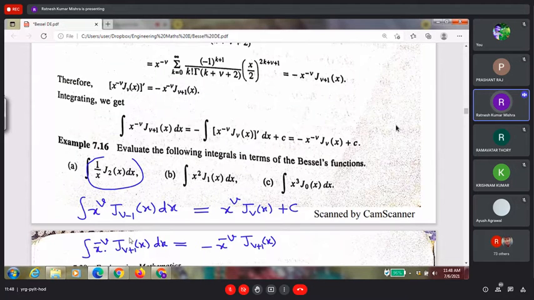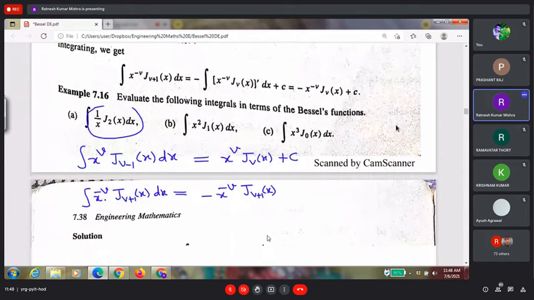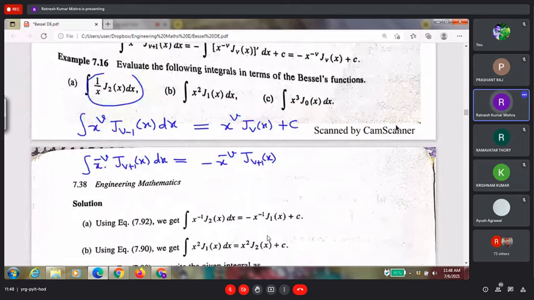In this one, if you substitute v equal to 1, you will get the left side: minus x to the power minus 1, J2 of x. No, I wrote something wrong in this formula. It is not v plus 1, it will be v. Okay. So in the second one, if you replace v with 1, you will get this one. The first one is found.